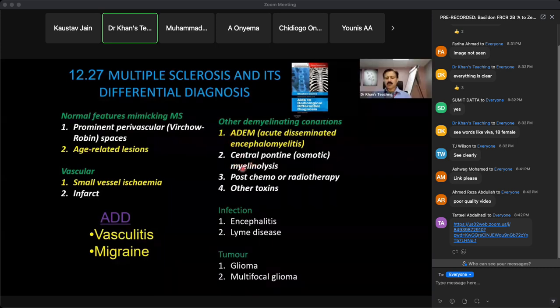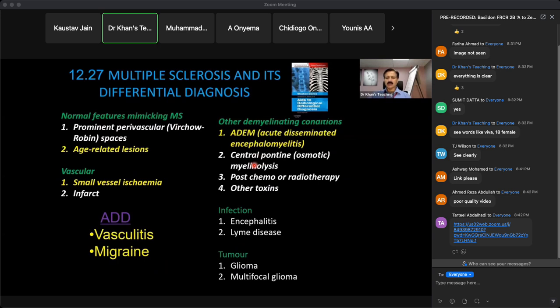Now, central pontine myelinolysis. Remember this word, central pontine myelinolysis. Now the teaching is don't use this word. Use osmotic myelinolysis. Why? Basically, this condition can also involve structures other than the pons.